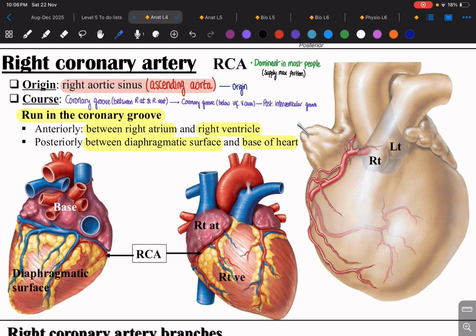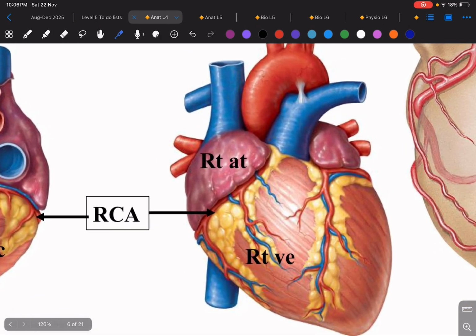Okay? So we said from its name it's the right coronary artery, so it's going to be on the right side, so we're going to forget about the left side. Since it's on the right side and in the coronary groove, the coronary groove goes a complete turn around the heart. It rotates or surrounds the heart from all directions, right? From the anterior surface, the posterior surface, all the surfaces. Okay? So let's start with the anterior surface.